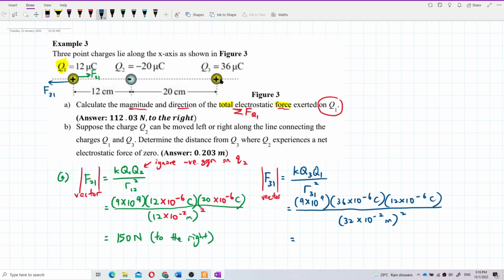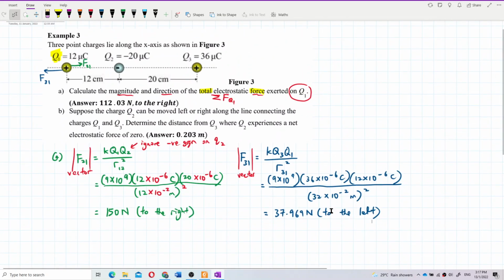Okay, so the answer is 37.969 Newton. So this one is to the left. Direction is to the left. Okay, good. So now we have each force. Now we can find the resultant. What's the resultant force on Q1?